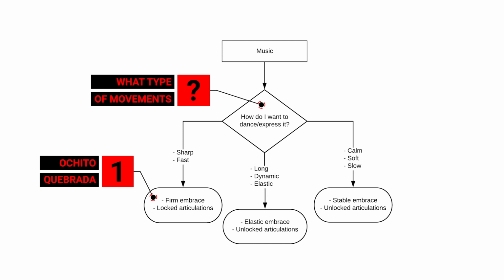If we want to make our movements long, more dynamic and elastic, then we need to have an elastic embrace by unlocking our articulations. In our sequence, the moment that we use an elastic embrace is during the rebound just before the end.